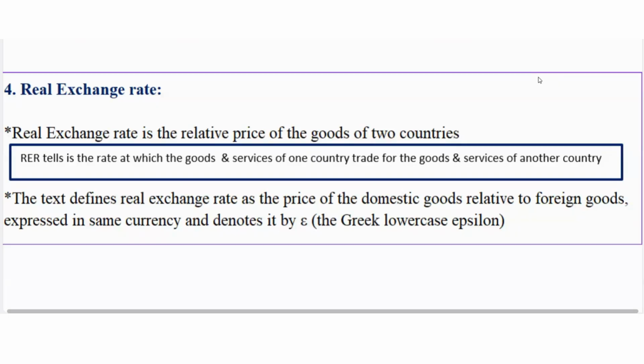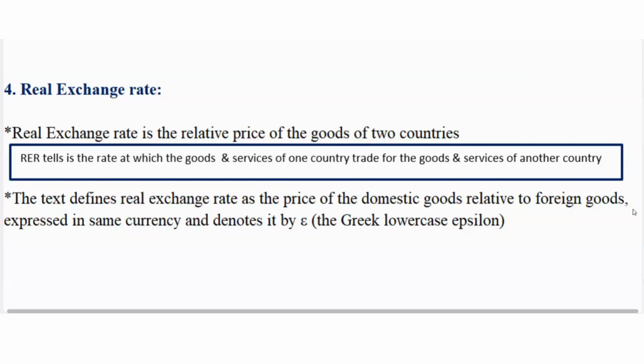The way the text defines the real exchange rate is the price of domestic goods relative to foreign goods expressed in the same currency, and denotes it by the Greek lowercase epsilon. An alternative definition could be the price of foreign goods relative to domestic goods expressed in the same currency, but the way the text defines it is the price of domestic goods relative to foreign goods expressed in the same currency.